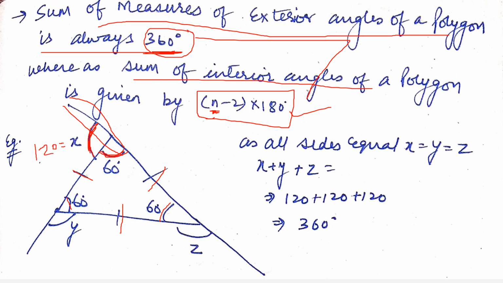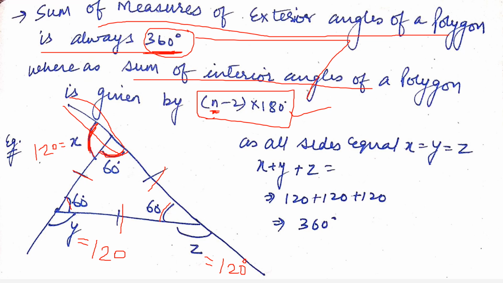Here again, y plus 60 equals 180, so y comes as 120 degrees. Similarly, z comes as 120 degrees. Now, obviously, 120 plus 120 plus 120 is how much? 360 degrees.